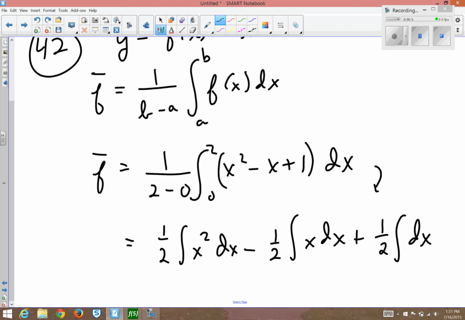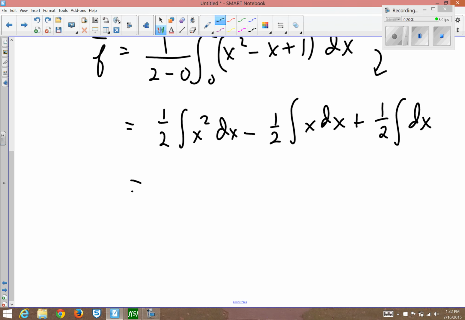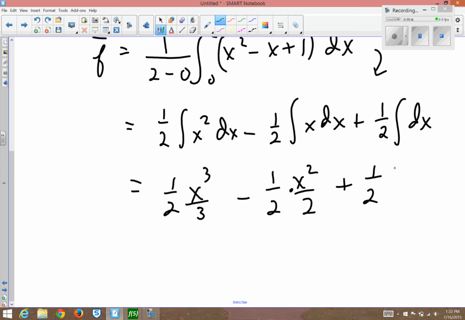So from here to here, we're distributing the integral. There's one, there's one, there's one. We're distributing the dx, dx, dx. Also, this 1/2 is times each of these terms. There it is, there it is, and there it is. This equals 1/2 x to the third over 3. Copy this minus, copy this 1/2. The integral of x to the first is x to the second over 2. Copy this plus, copy this 1/2, and the integral of dx is just x.